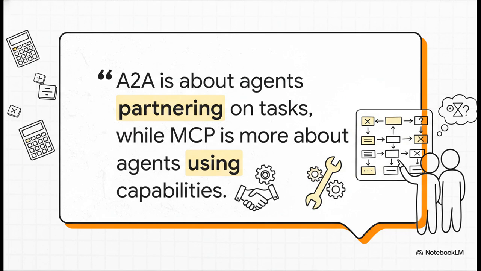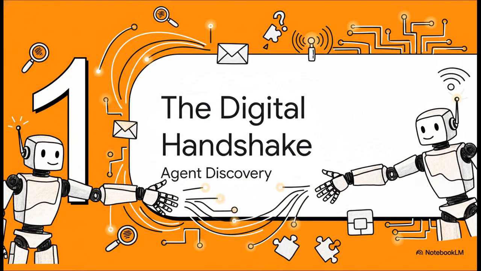And this quote just nails it. Using a tool is a simple one-time transaction. Partnering on a task, that involves discussion, understanding context, and keeping track of things over time. It's kind of like the difference between using a calculator and working with a colleague to figure out a company's finances. So, if two agents want to team up, how do they even find each other to begin with?